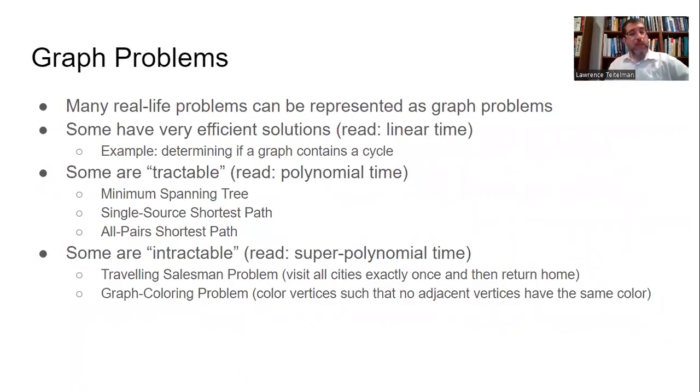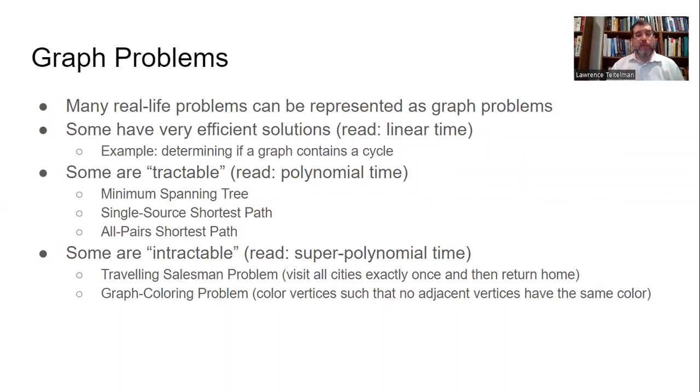Now we talk about some of the graph theory problems. These are problems that happen in real life. We have different kinds of problems. We have very efficient solutions, and when we say very efficient, we mean linear time in the number of vertices and edges. For example, we can determine if a graph has a cycle very efficiently. Can you go from one vertex, around and come back? Not hitting all the vertices, but somewhere in there, there's a cycle.